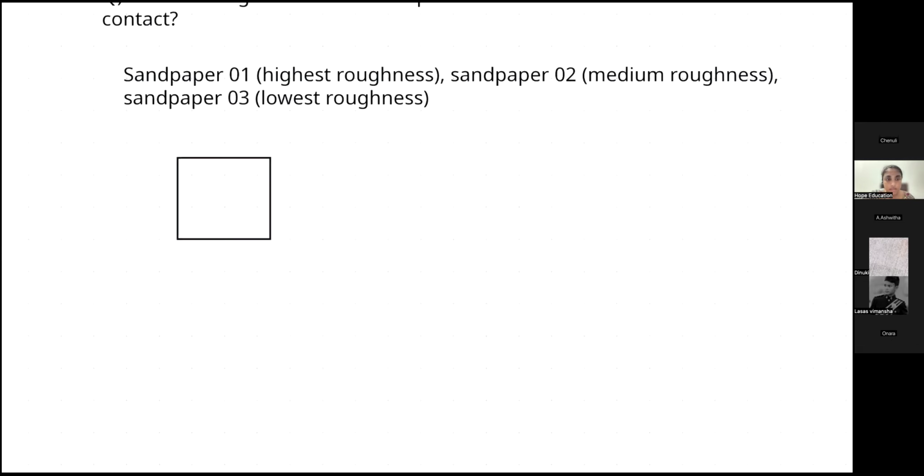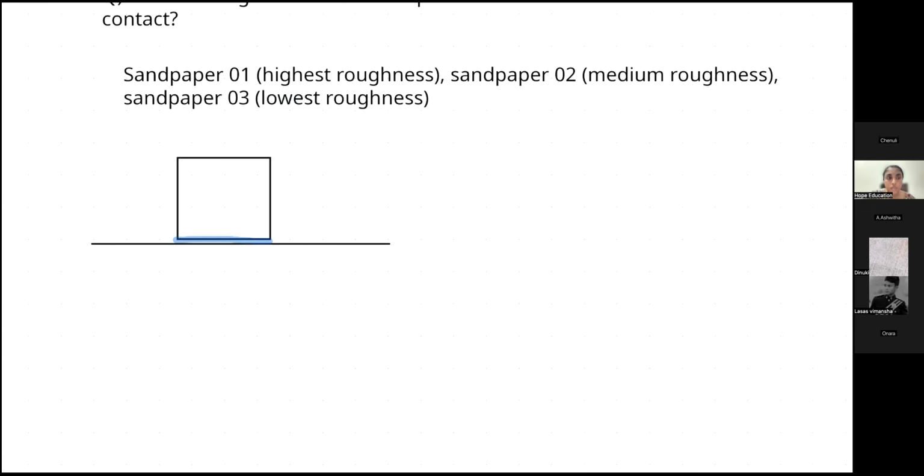So we'll see in the first case, I'm going to take my object. This is the table surface, right? I connect sandpaper 1 to the lower surface of my object, because it is the lower surface that contacts the table surface.